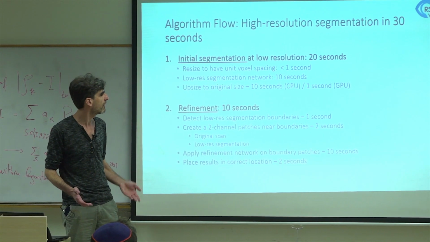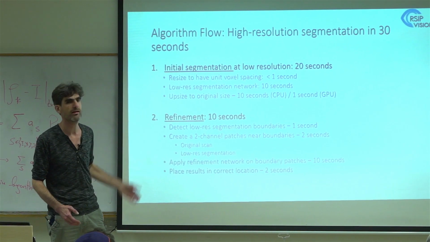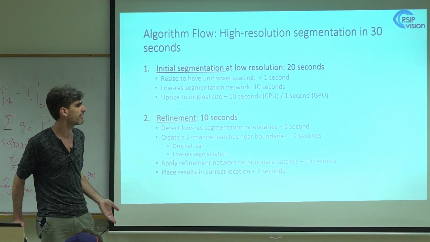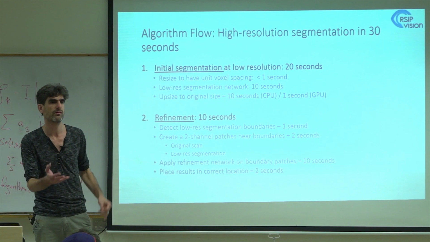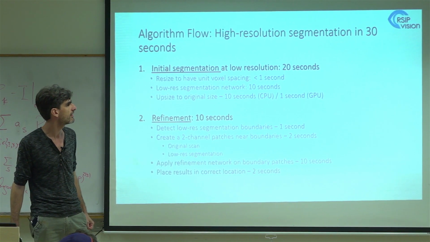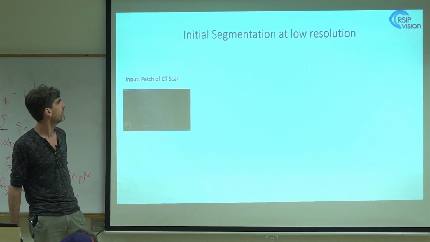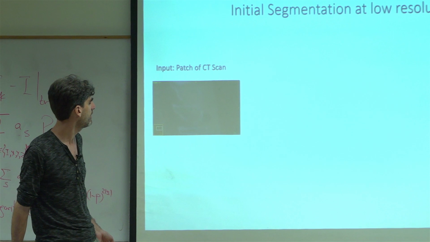The general outline of the algorithm, ignore the gray areas for now, is first we're going to do an initial segmentation at low resolution, and that takes about 20 seconds, and then the refinement to get to the higher resolution which the user needs takes an additional 10 seconds. Okay, so how do we do our initial segmentation at low resolution?